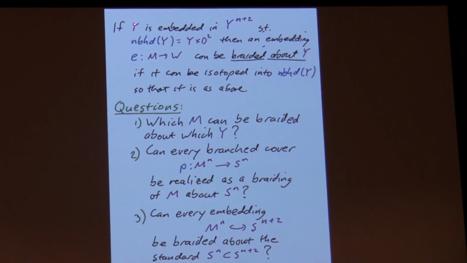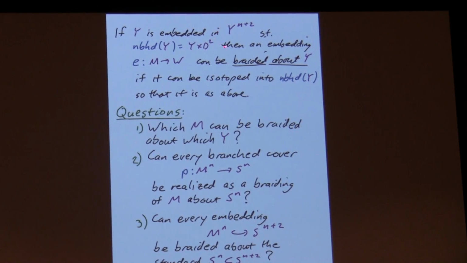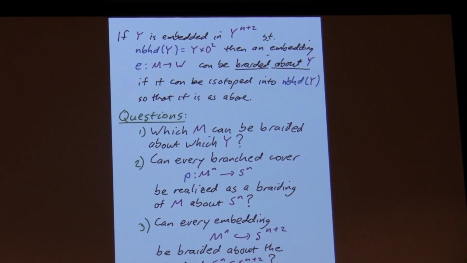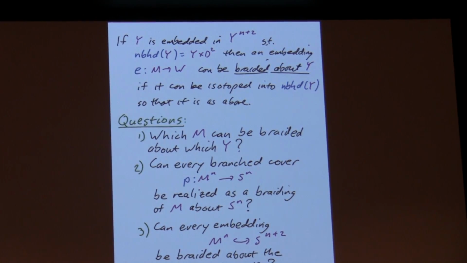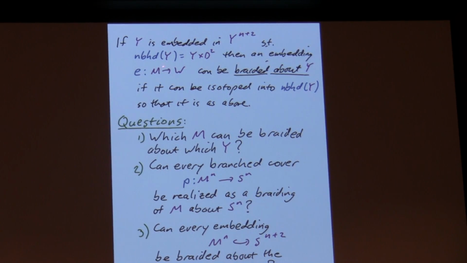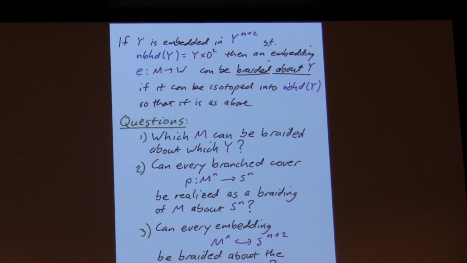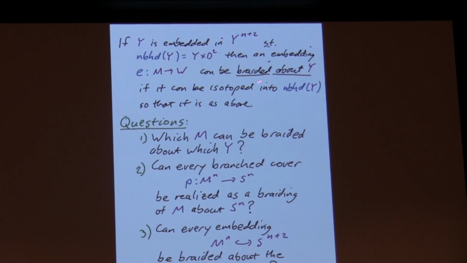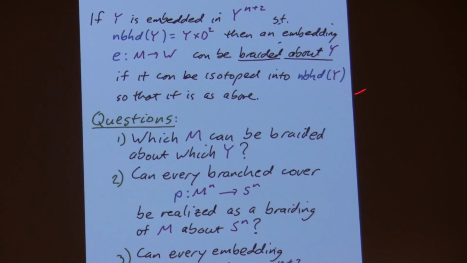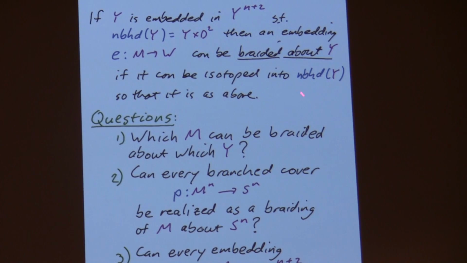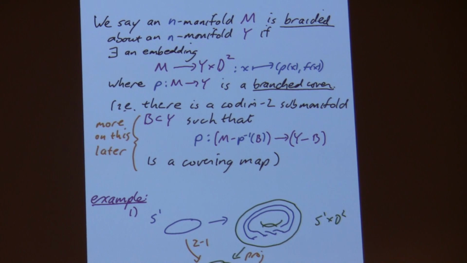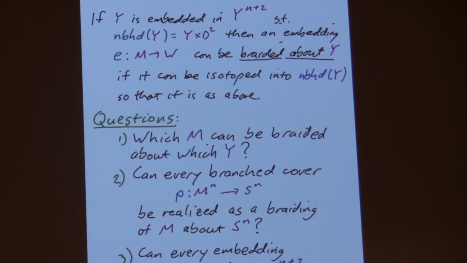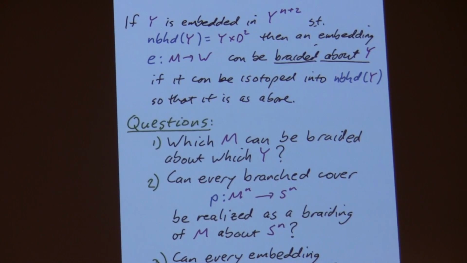So suppose Y, our n-dimensional manifold, is embedded in W, an n plus 2-dimensional manifold, such that its neighborhood is just Y cross D2. So the normal bundle is trivial. Then we say an embedding of M into W can be braided about Y if you can isotope that embedding so that it maps into the neighborhood of Y, and sitting inside of the neighborhood of Y, it's just a braiding of M about Y. Okay? So you can braid a manifold about another manifold, and you can also try to braid an embedding about an embedding of some other manifold. Is that OK? All right.